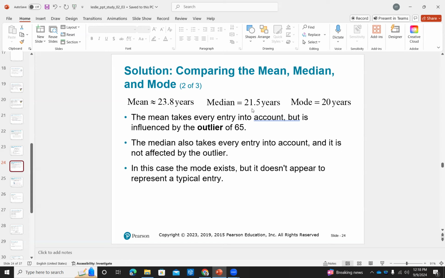The median also takes every entry into account and it is not affected by the outlier. So there is no way we would know that a 65-year-old shows up in the class. It didn't change our number way too much. And then the mode is 20 years old. In this case, the mode exists, but it doesn't appear to represent a typical entry.